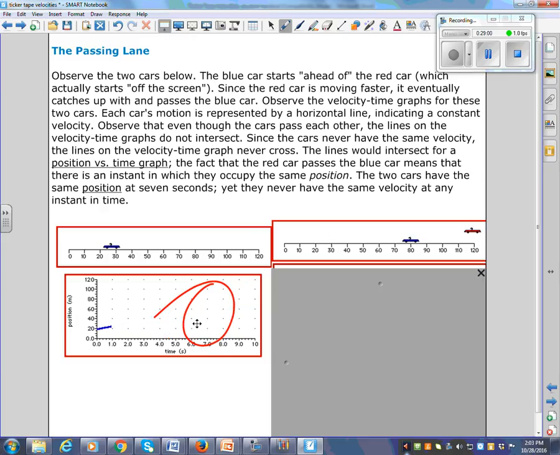Okay, what do you think the velocity time graphs are going to look like here? Draw what you think they're going to be. They're both moving. They're not accelerating. They're moving at a constant speed and they're going to the right. Go ahead and just draw it. I'll show you the answer right away. It's okay if you get it wrong.